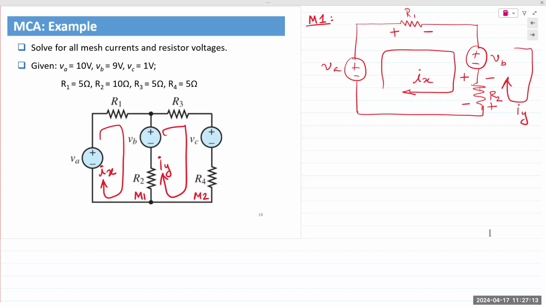Okay, so mesh 1. How many components do we see? 4 components.